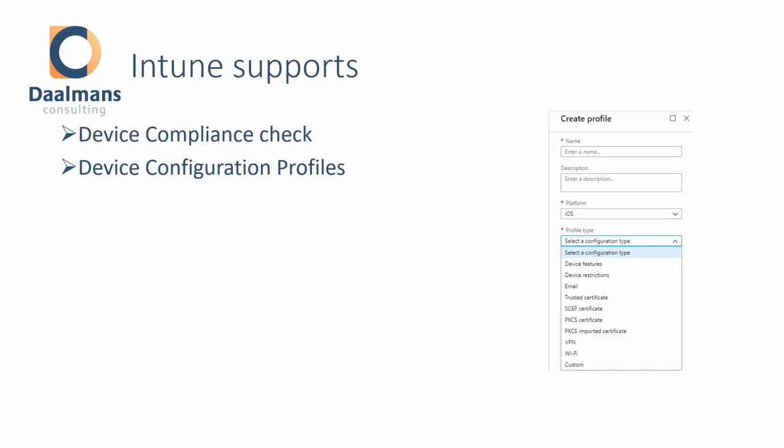So Intune basically supports compliance check. We can calculate the device state based on settings we configure in Intune. So we can check if a device is encrypted. An iOS device is always encrypted, but when we talk Android, we can check that. We can check if a device is managed, if a PIN is configured, and a lot more things.